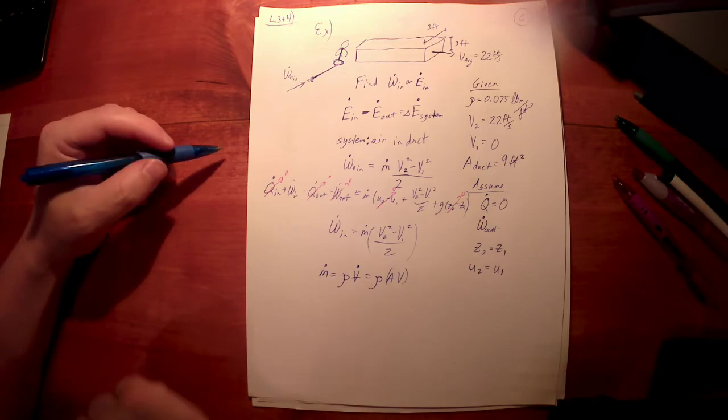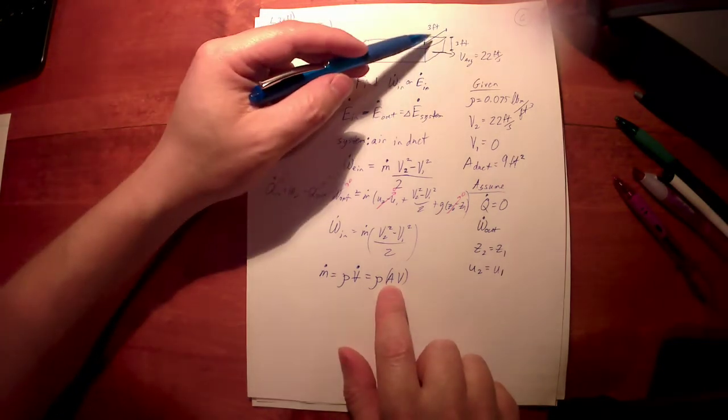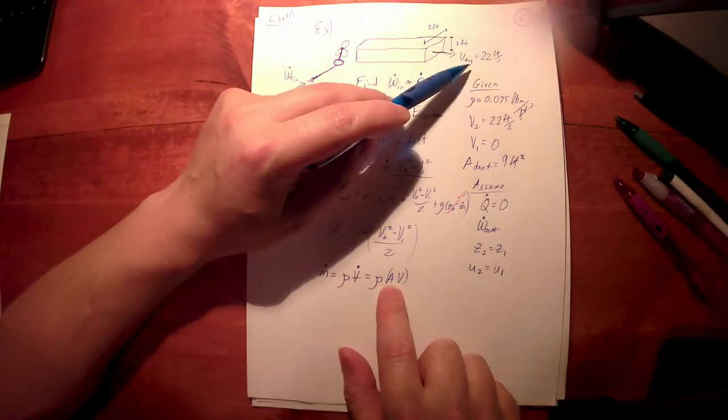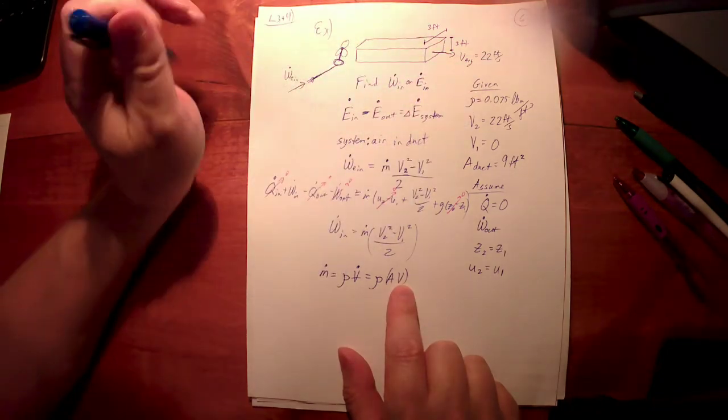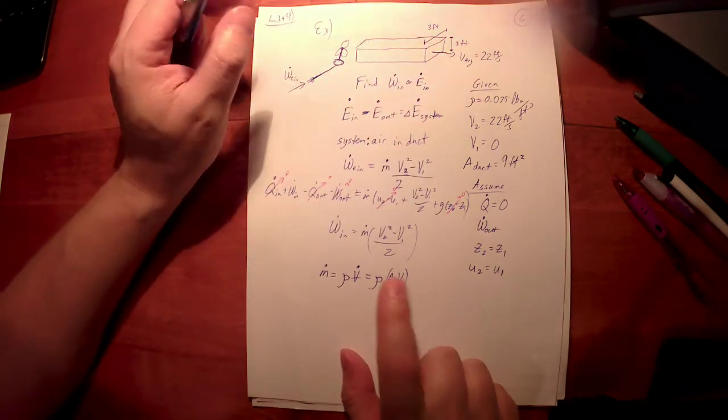Well, we've got all that, right? We know the area of the duct. That's a 3 by 3 square duct. We know the speed of the air flowing through is 22 feet per second. That was given to us. So I can find this, right?